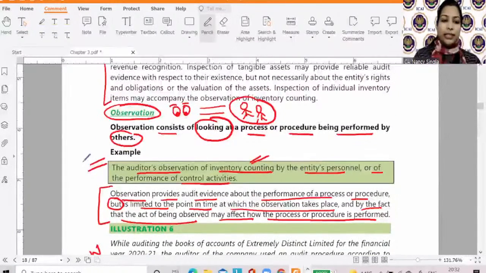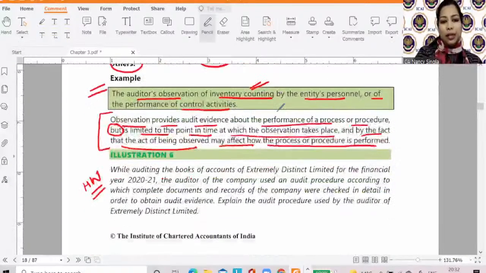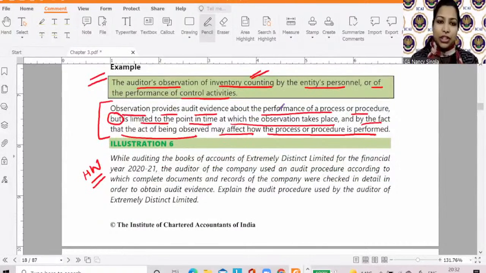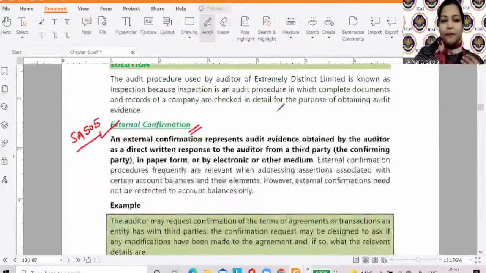Observing is what? See, this diagram should help you in remembering that you are observing the process or procedure being performed by others, right? So for example, inventory count. But what are the limitations? That it is limited to the point when the observation takes place, and the fact that you are being observed may affect how the process or procedure is performed. All the illustrations, all the examples are your homework.